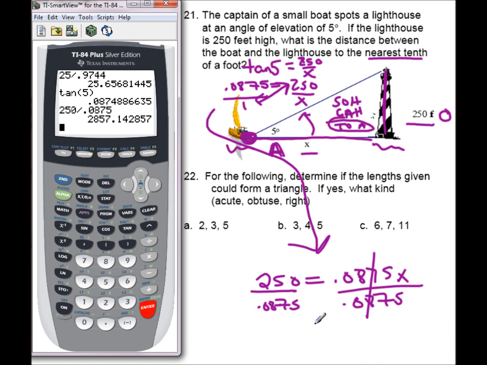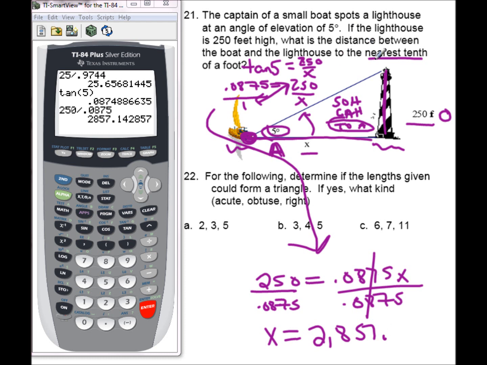0.0875 is a really big number, which makes sense because if the tower is that high and you're this far away with such a small angle of elevation, you have a higher number. So x is going to be 2,857 point, what kind of did they ask us to? Nearest tenth. So 0.1.